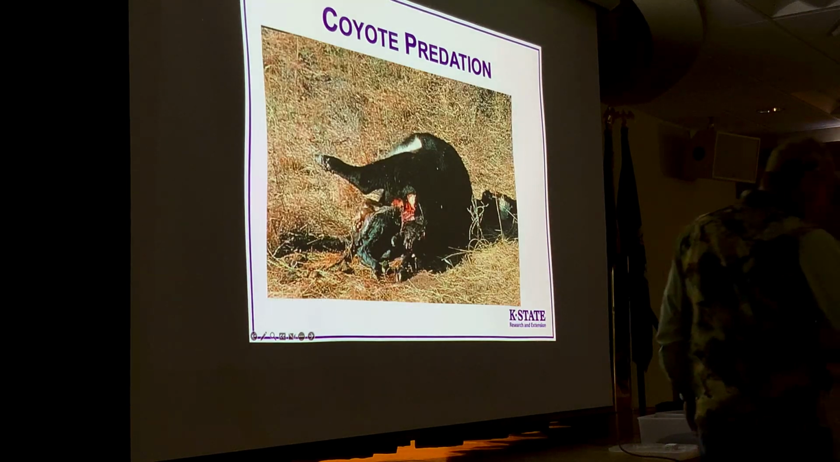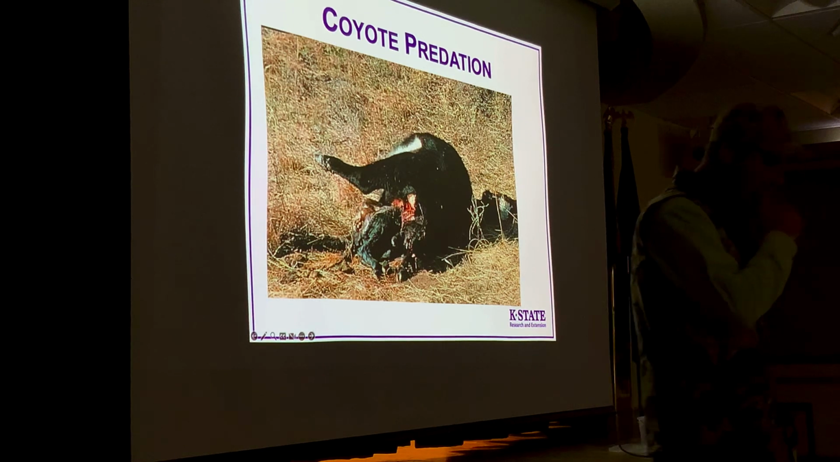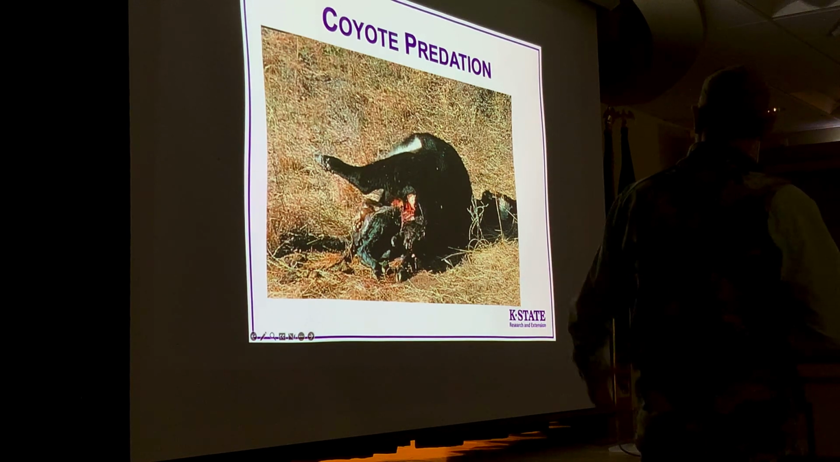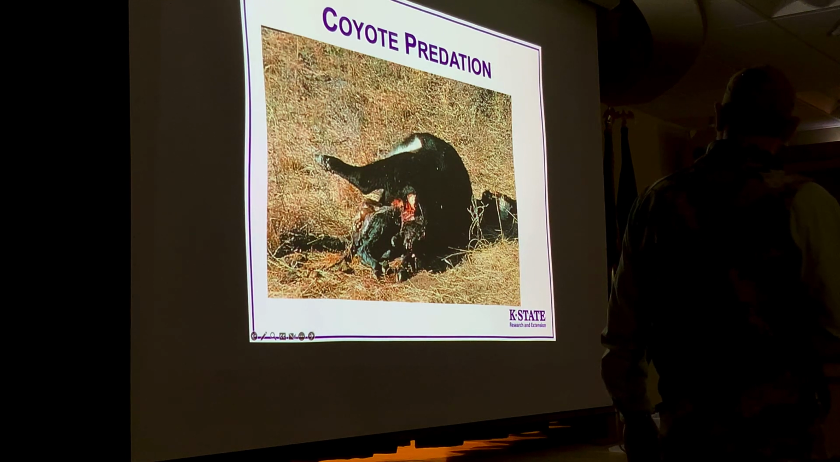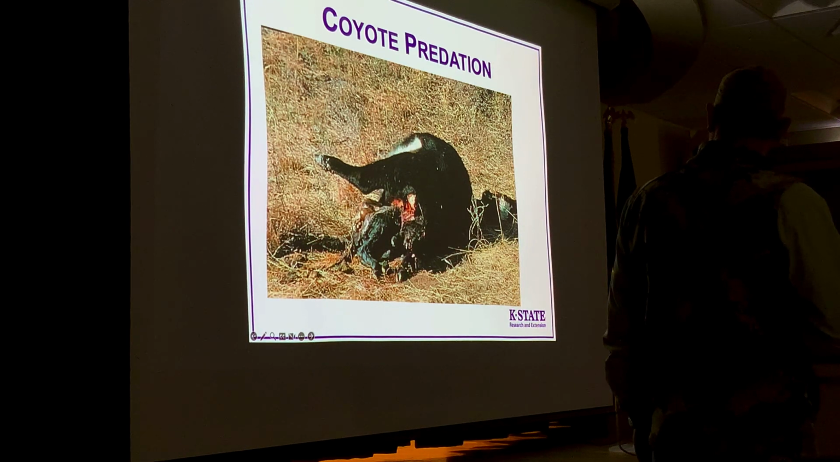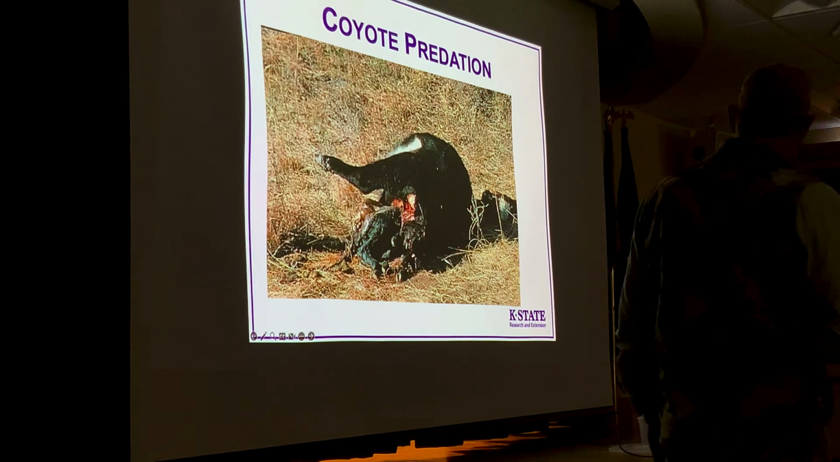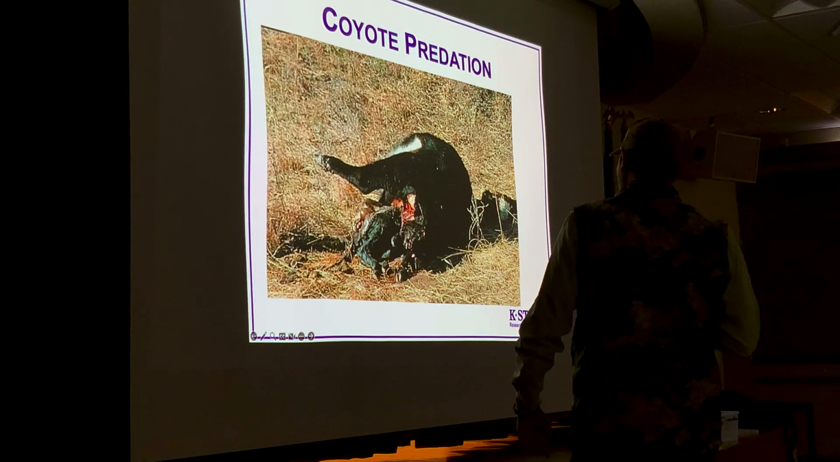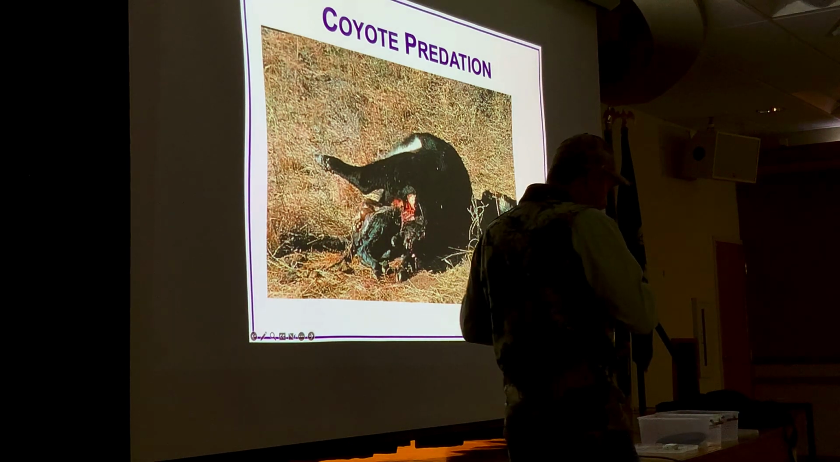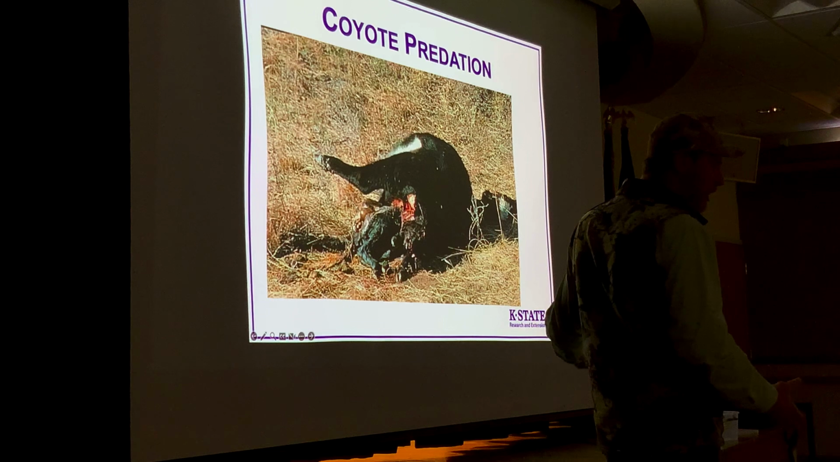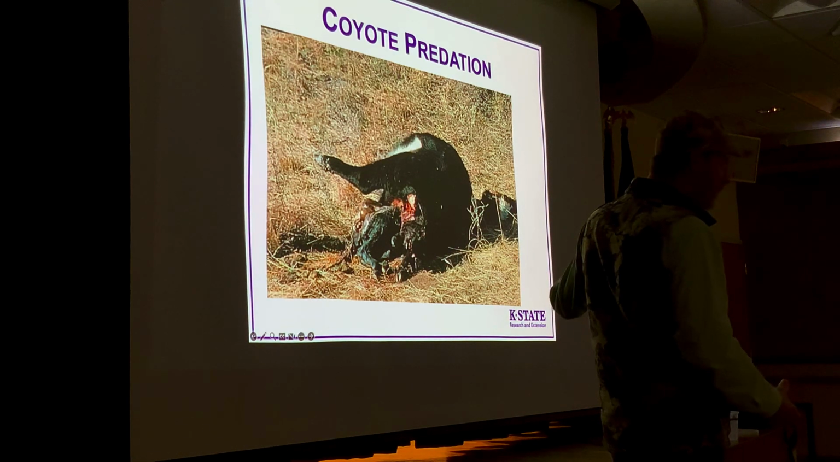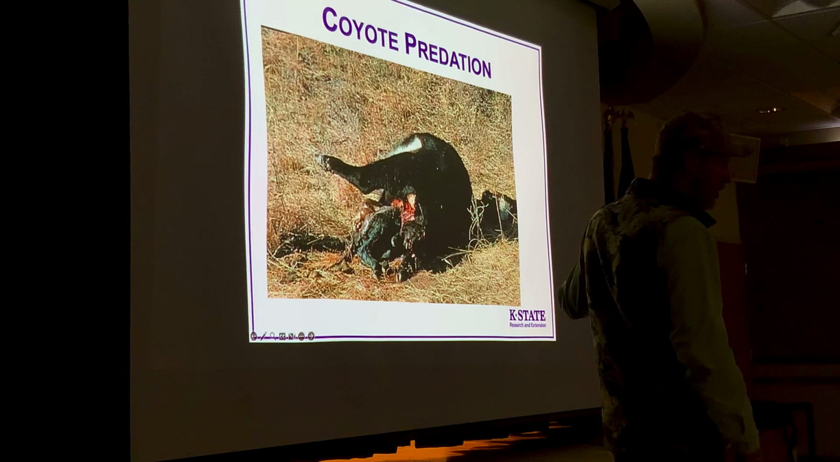Okay, what about coyotes? And this one, you can't see any definitive thing in this picture that says it was a coyote for sure. She may have died while she was giving birth, right? But not a lot of cows die like this, but when a cow gets down and she's in a place where there's a lot of coyotes, this can happen, right?